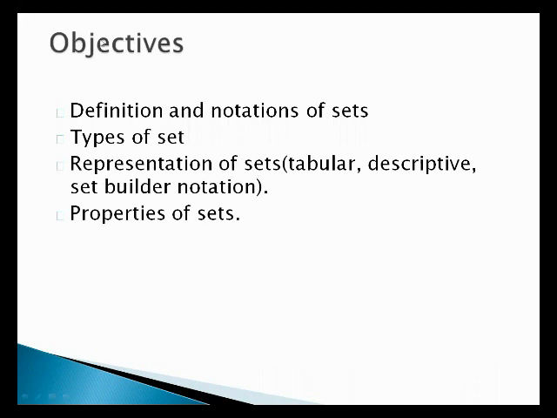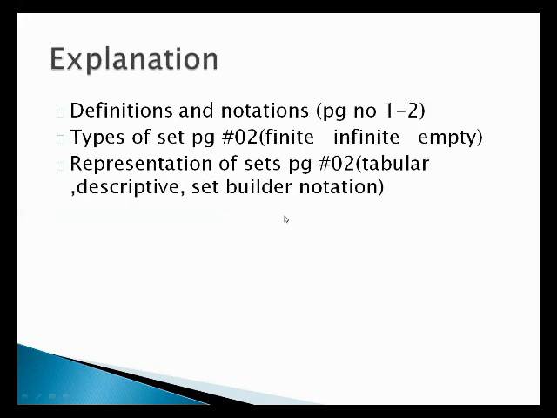Now, let's see what the objectives of today's lecture are. Definition and notation of sets, types of sets, representation of sets (tabular, descriptive, and set builder notation), then properties of sets. An explanation, definitions and notations are given on pages 1 to 2 of the book. Types of set are given on page number 2, in which finite, infinite, and empty sets are given. Then representation of sets is given on page number 2, in which tabular, descriptive, and set builder notations are given.